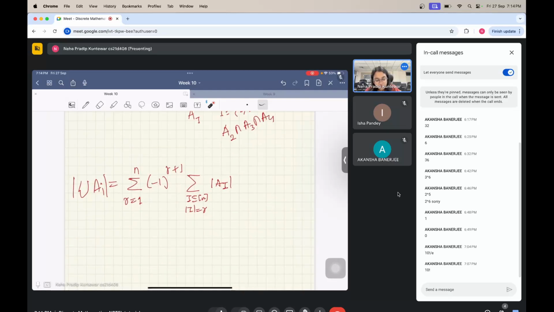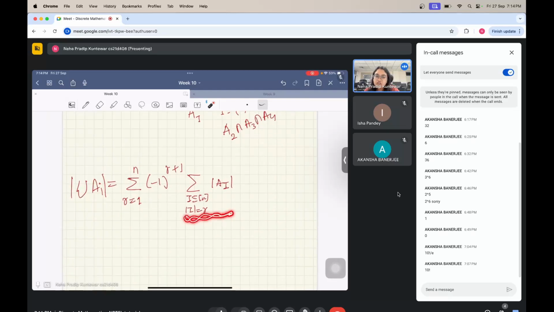So how many such summations will there be? You're looking for R-sized subsets of n, that is, you're choosing R elements from n. How many ways can you do that? N choose R. Exactly. So this is n choose R times the size of AI. So now the only thing that we need to do is find out what this size of AI is.